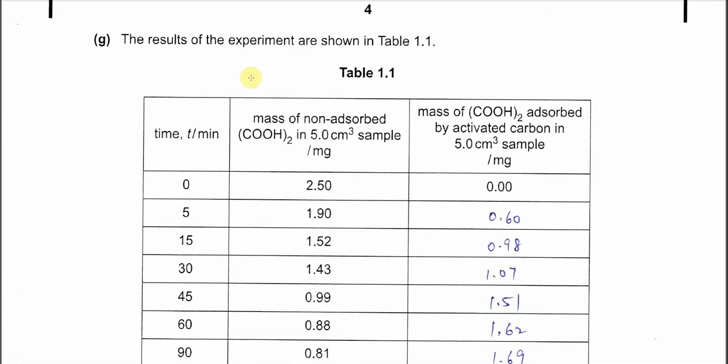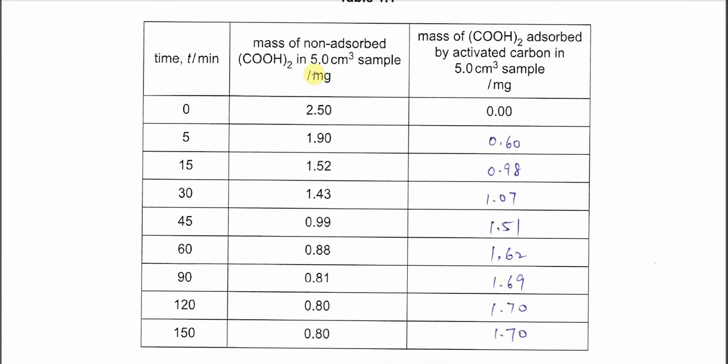Part G. The results of the experiment are shown in table 1.1. Now this is all the time from 0 to 150. After that, this part is the mass of non-adsorbed acid in the 5 cm cube sample. It started from 2.5. This is the total mass in milligram. After that, this one is the mass of the acid adsorbed by the activated carbon. When t equals 0, when it just started, of course the adsorption is not really there. So here is 2.5, here is still 0.